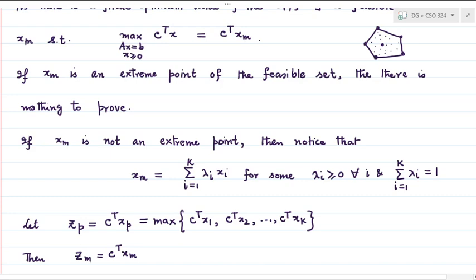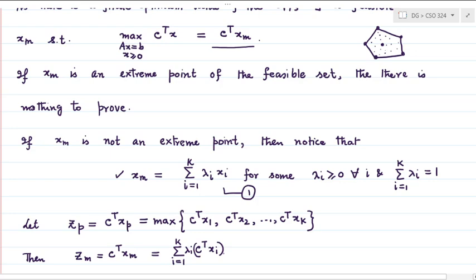We are denoting it Zm as C transpose Xm. C transpose Xm is the maximum most value that we have. Now Xm is a convex combination, and therefore from this convex combination we notice that C transpose Xm is equal to the summation i equals 1 to k of C transpose of lambda i xi, so lambda i into C transpose xi. Fine, I can do it because C is just a constant, so I can bring the C transpose inside of the summation.